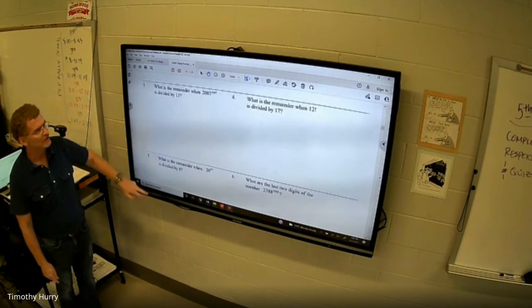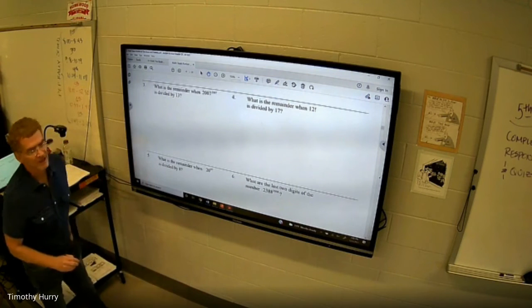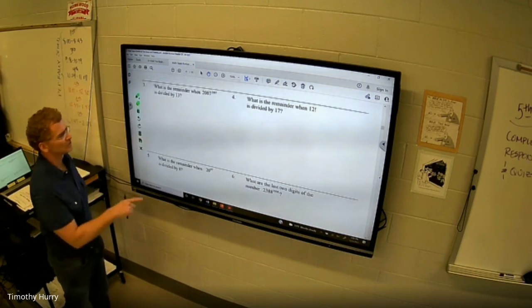Now, they can get a little clever sometimes, so check out number 12. What is the remainder when 12 factorial is divided by 17? No, sorry, number 4.